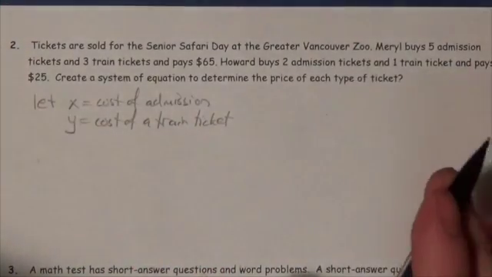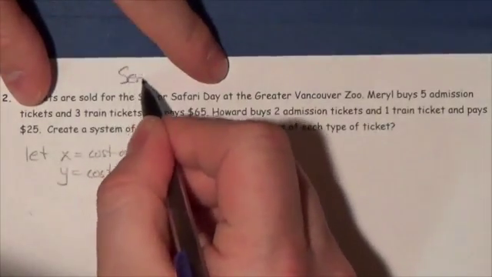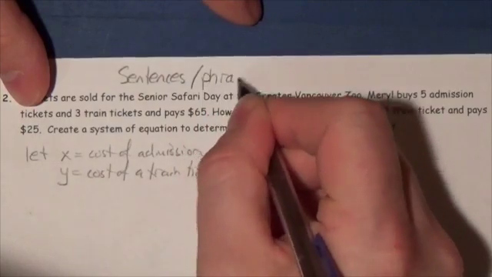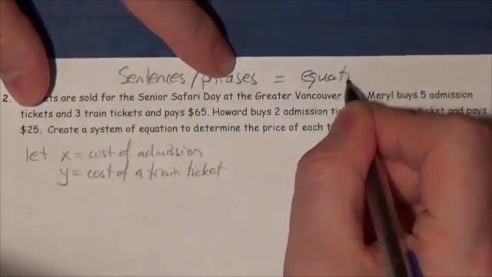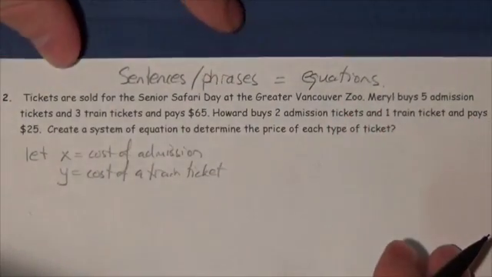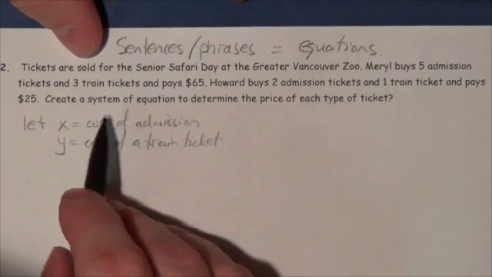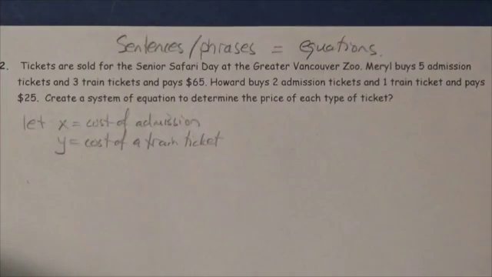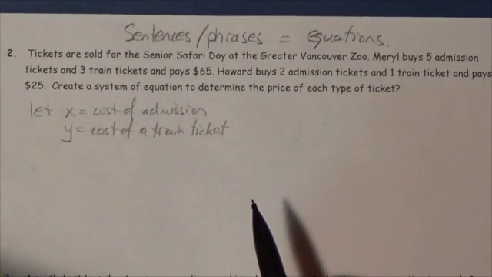But what you should know is that typically, and I'll write this up here, sentences, or if you want, phrases, equal equations, in almost every case. Now, where the variables come from is what the question's asking for. In this case, create a system to determine the price of each type of ticket. I don't know the price of the tickets, that's what I'm looking for, and that's why my X and my Y refer to those specific prices.